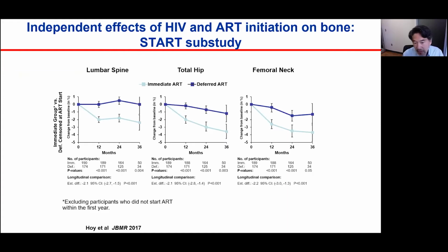To me, this is the clearest indication from a clinical study of the independent effects of both HIV infection and antiretroviral initiation on bone. This is the substudy of the START study. Here we see in the dark blue that in the individuals who had delayed antiretroviral initiation, there was some amount of bone loss, especially at the hip, of about 1% during the time of follow-up. Whereas with initiation of antiretroviral therapy, you see a much greater decline, about 2 to 4% during that same time period.